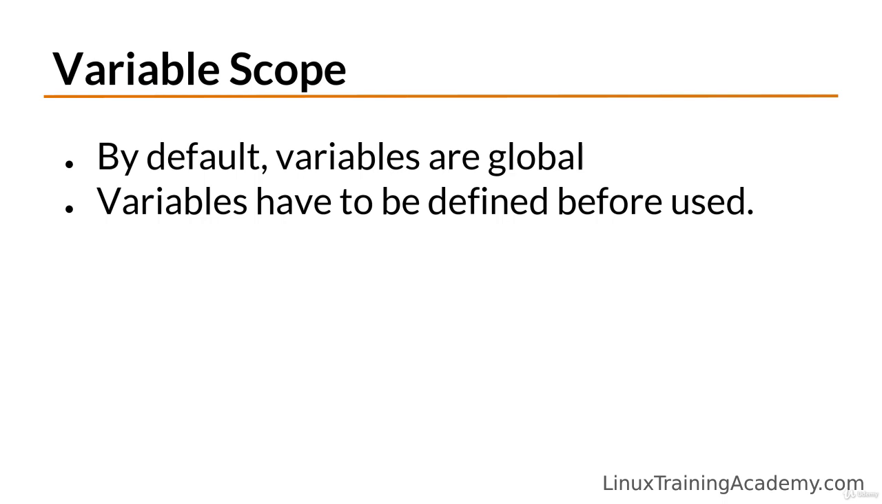You can't place a variable at the very end of your script and use it at the very top. The contents of the variable will be blank since it hasn't been given a value yet. This is true for functions as well. If a function uses a global variable, that variable has to be defined before the function is called.